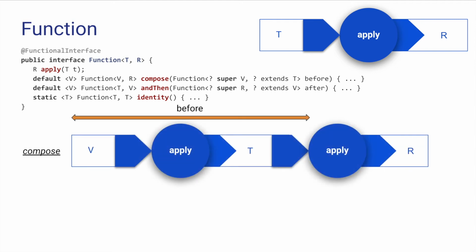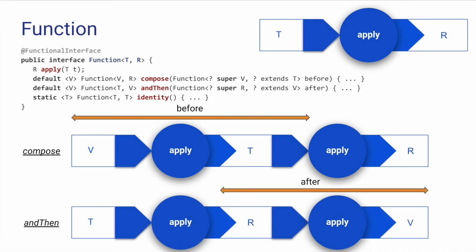Compose applies a function before the function to which it has been chained. So if our function takes T as input and outputs R, the argument to compose takes V and gives away T, which works fine as our function input. Similarly, andThen works after our function object is invoked, and its output acts as an input to the after function. The identity function is very simple. It simply returns as is whatever is supplied to it.